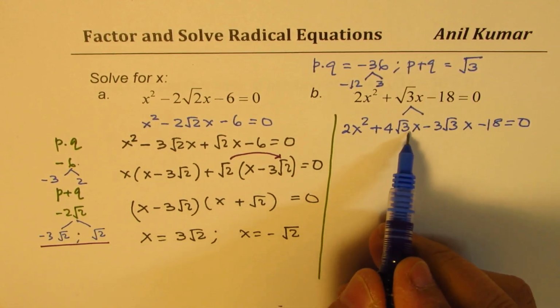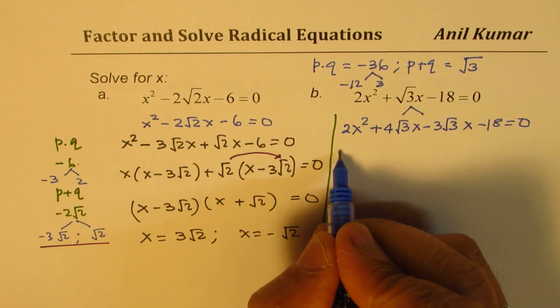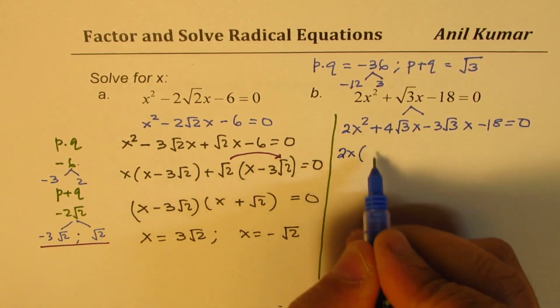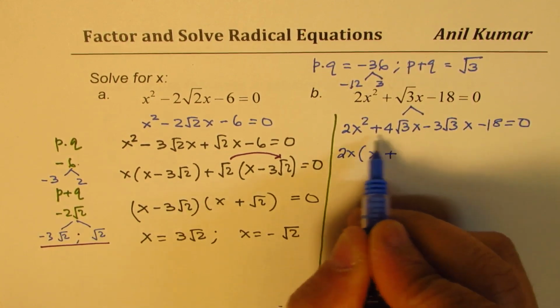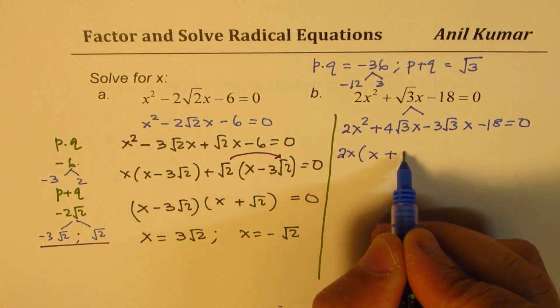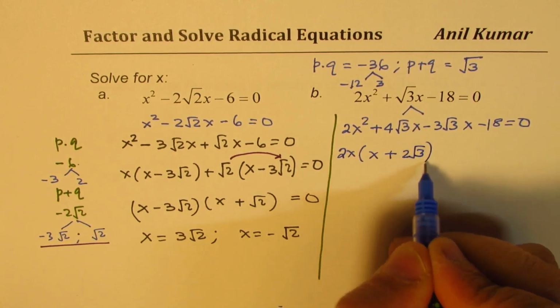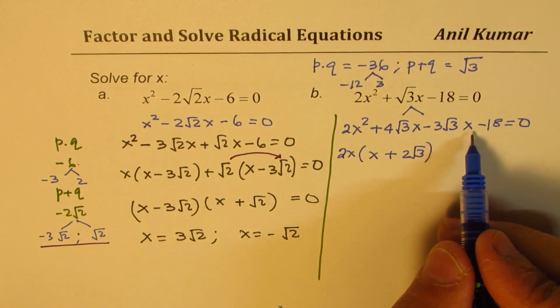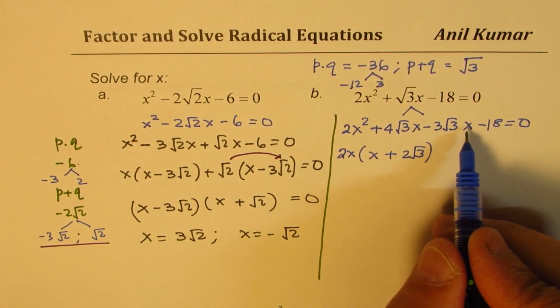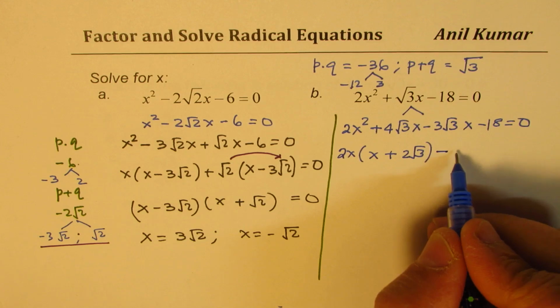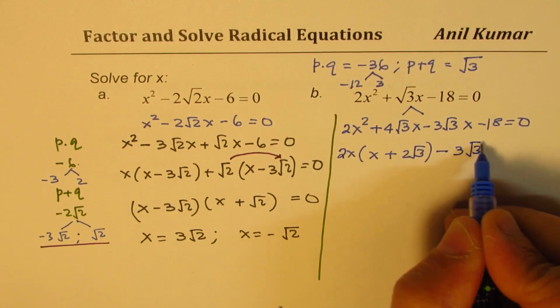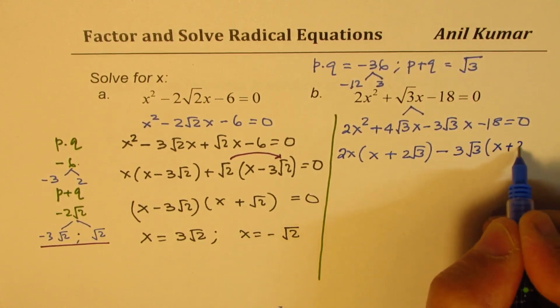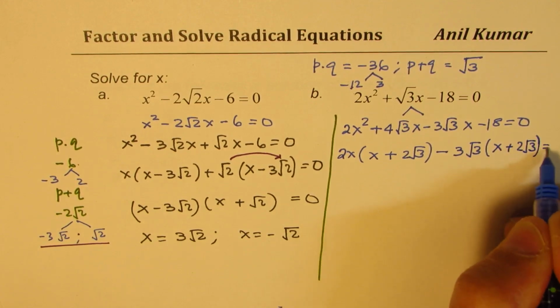Now in the first two terms, we can take 2x common. So 2x is common. You're left with x plus, dividing by 2x, we get 2 square root 3 here. Now we need 2 square root 3, perfect. So what should I take common? I have to take minus 3 square root 3 common. So minus 3 square root 3 common, we get x plus 2 square root 3 equals to 0.